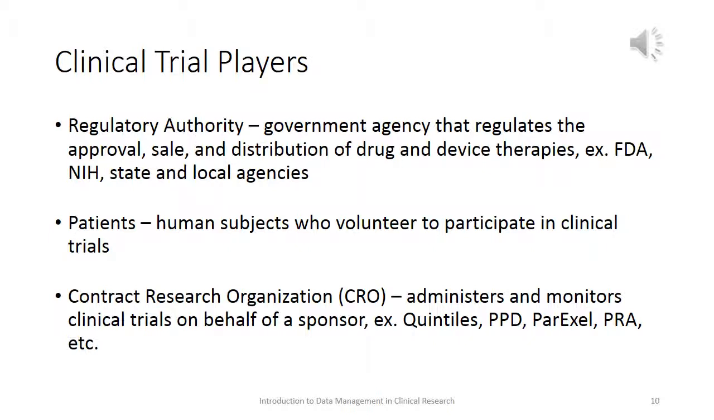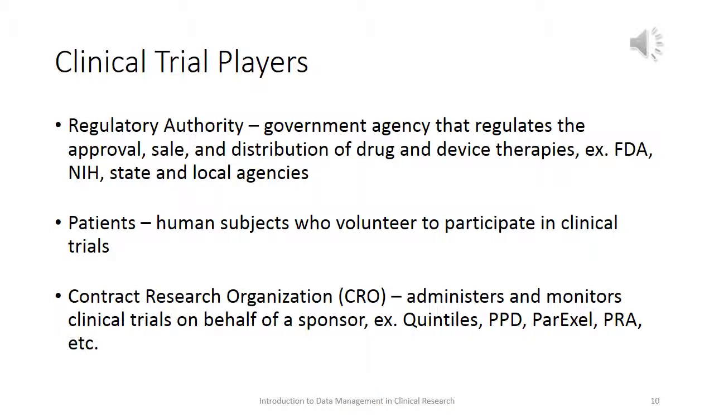Of course, we have the patients. Those are the human volunteers, human subjects who volunteer to participate in the clinical trials. And then we have contract research organizations, or CROs. These are companies that administer and monitor clinical trials on behalf of a sponsor. So in many cases, you may have pharma companies, such as a Glaxo or a Pfizer or a Merck, that may outsource the administration and the monitoring of the trial to a CRO.